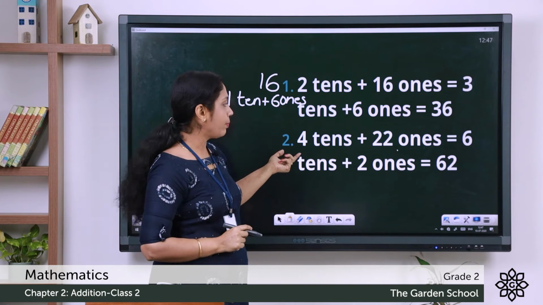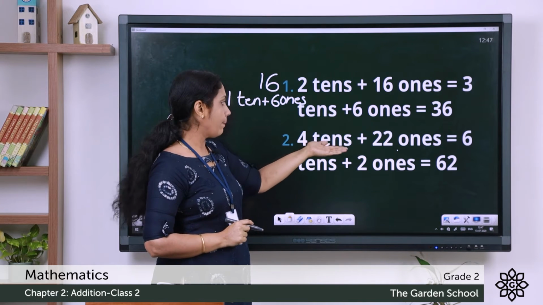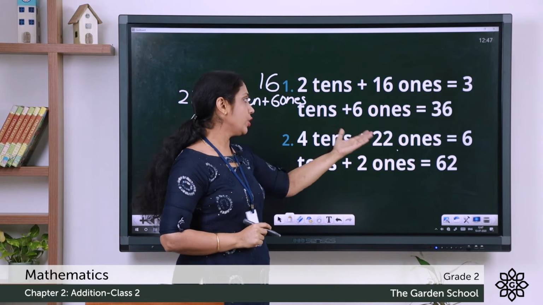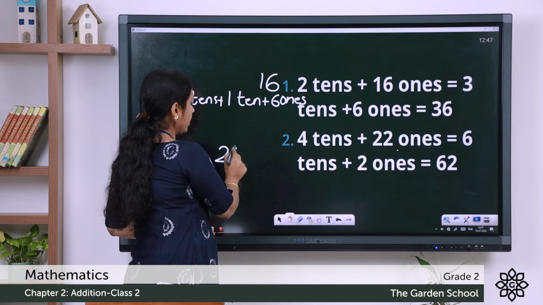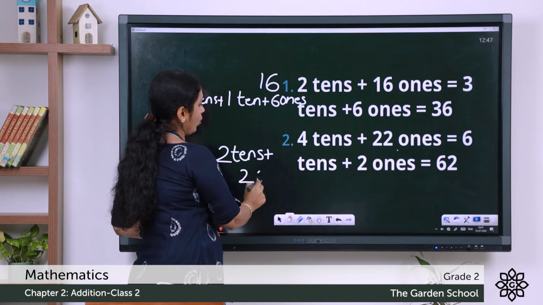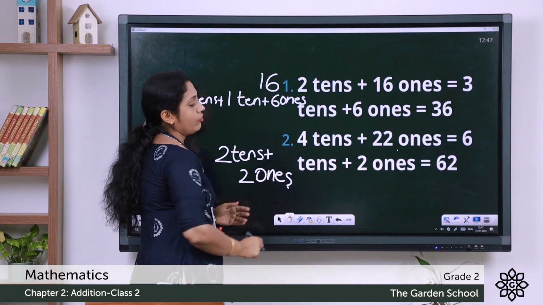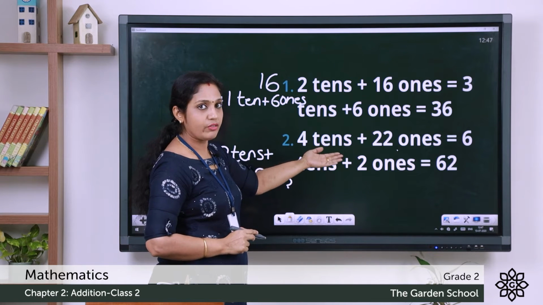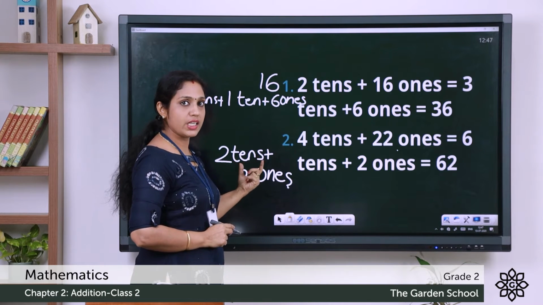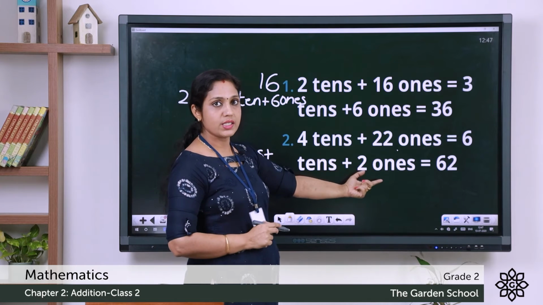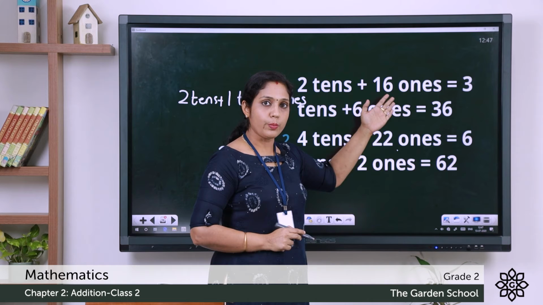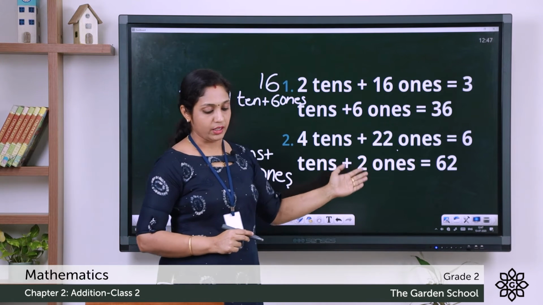Let's look at the next example. Here we have 4 tens plus 22 ones. We are going to split this 22 ones. 22 ones means 2 tens plus 2 ones. We already have 4 tens here. With that we have to add 4 tens plus 2 tens is equal to 6 tens and the remaining 2 ones. So 6 tens plus 2 ones is equal to 62. So hope you are clear with this. This is the first method.